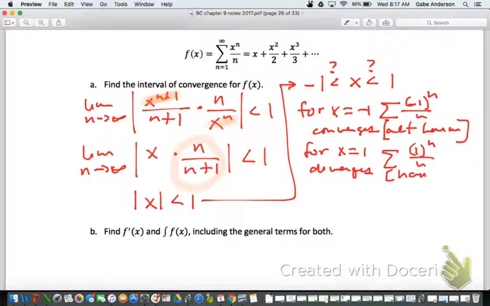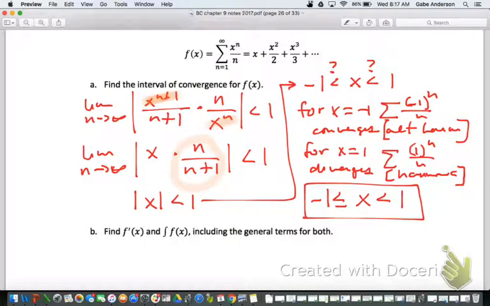So, like I said, we've done this before. I thought we'd review it. So based on that kind of reasoning there, I would say that our interval of convergence would be -1 is less than or equal to x, which is less than 1. That would be our final interval of convergence there.